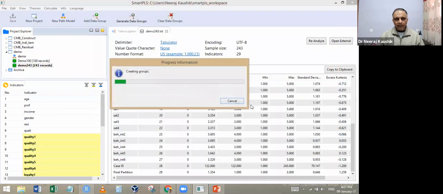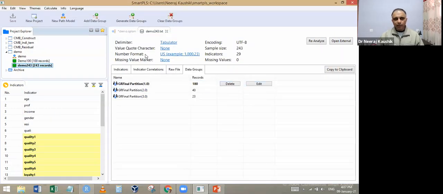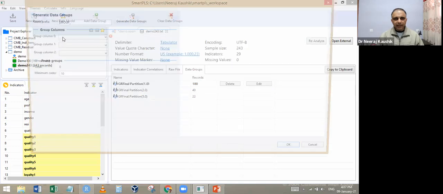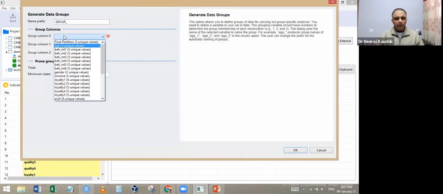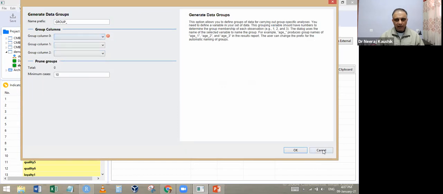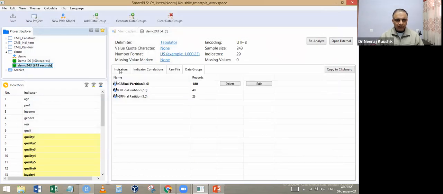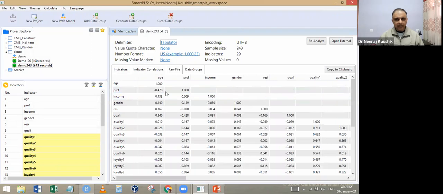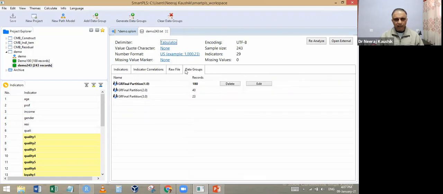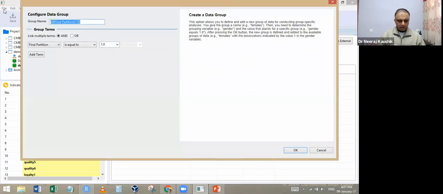Okay. And now I have not done anything else. Simply I clicked on generate data group and I have given the basis on which it should select, a number like GR or something. So check it out. In my data file, this was the summary, these are the correlations among the raw data. Another group is there, the data group. In the first group, there are 180 people. Second, there are 40. Third, there are 23. Not very encouraging because this one is very high and these are less.